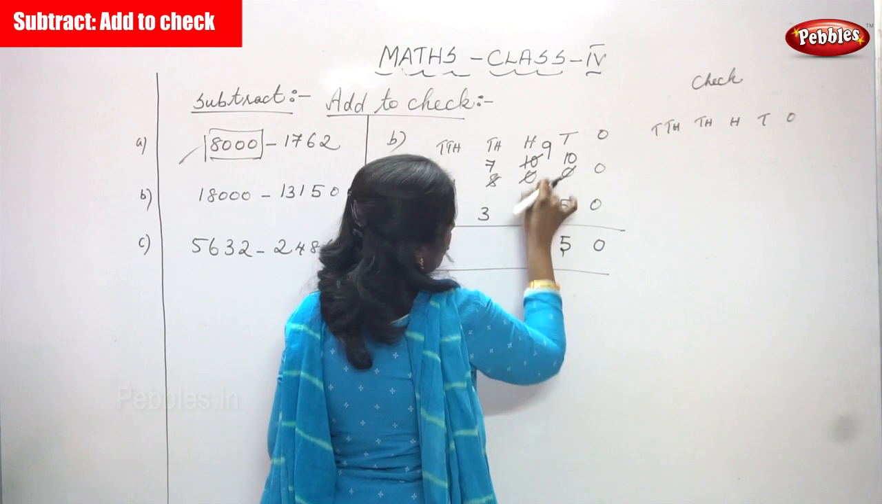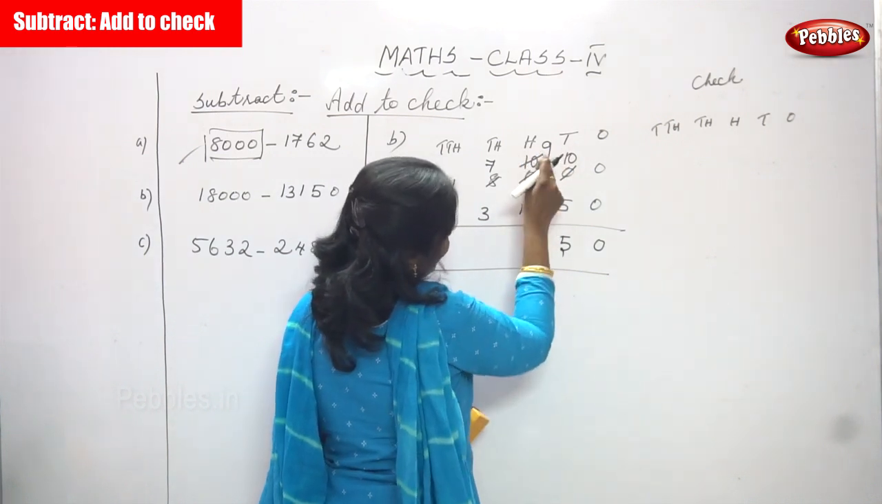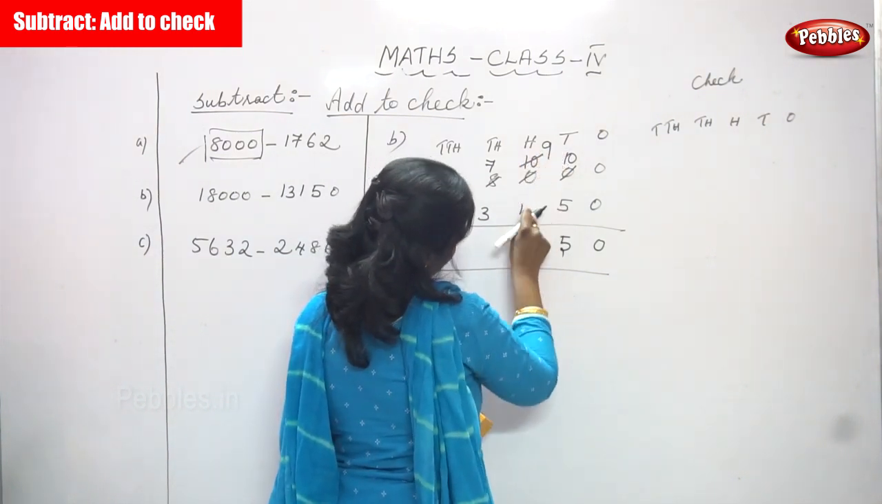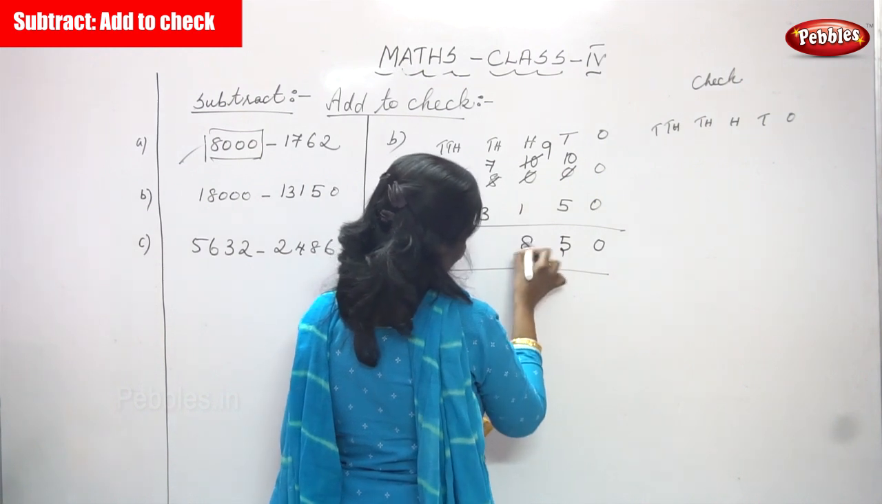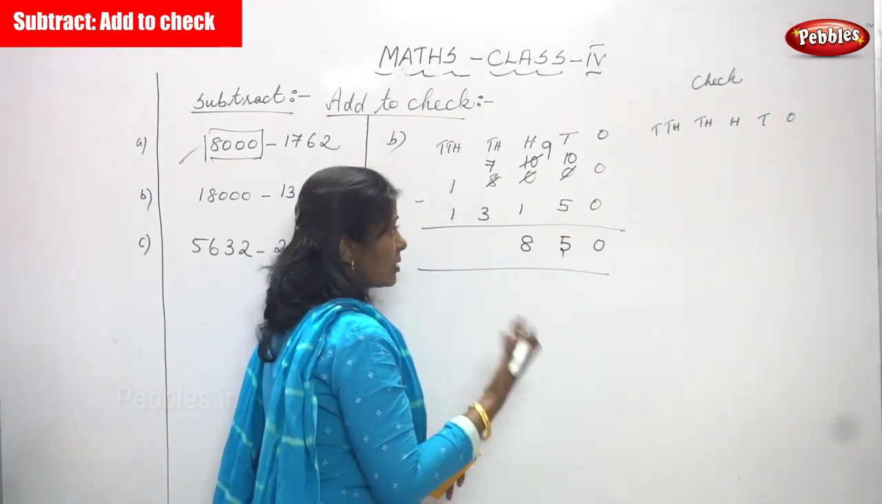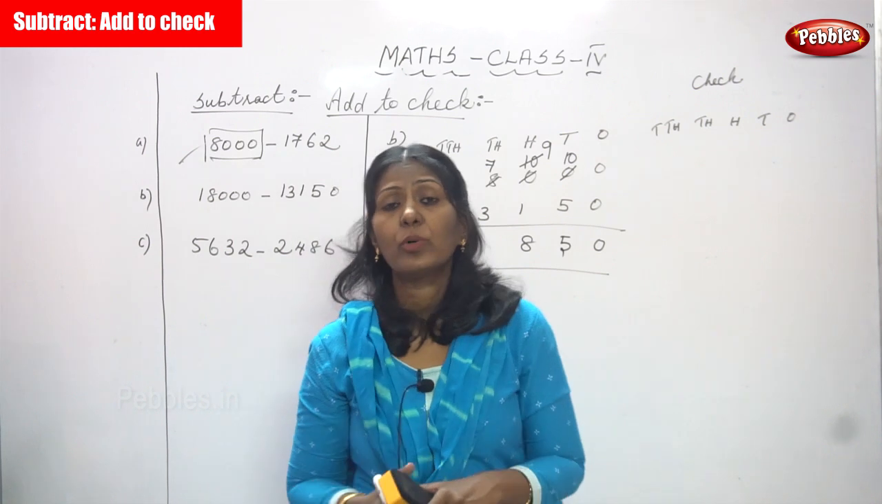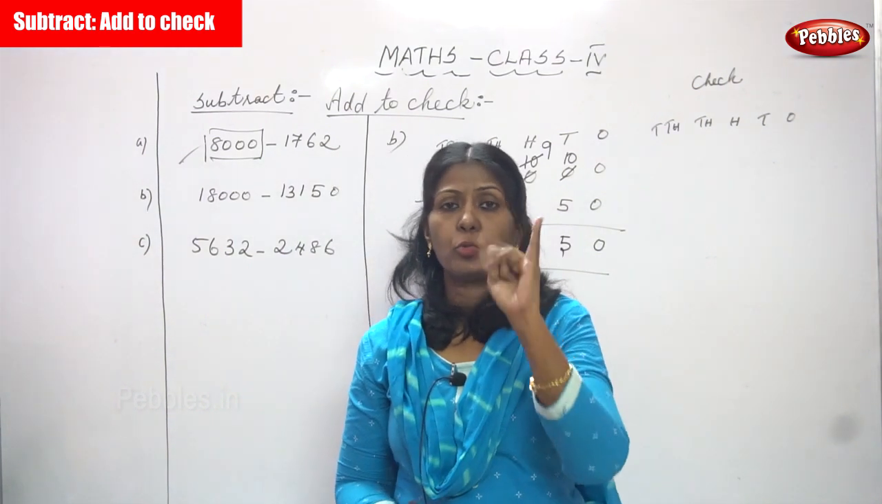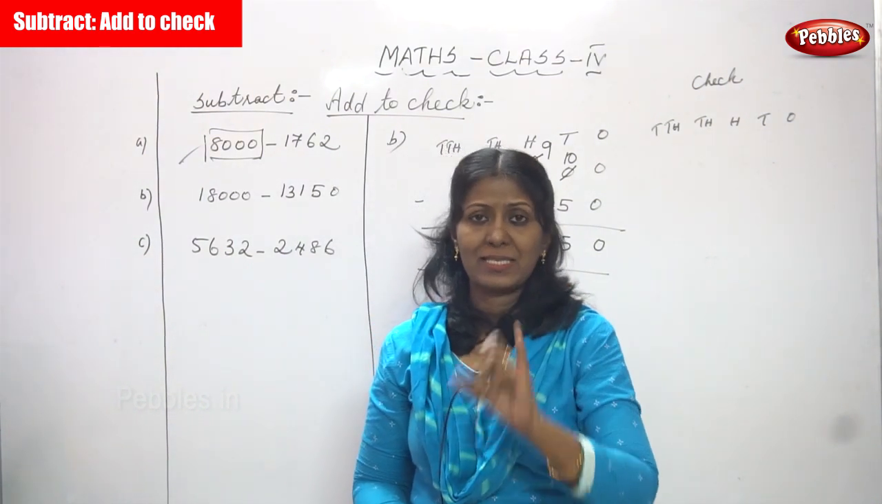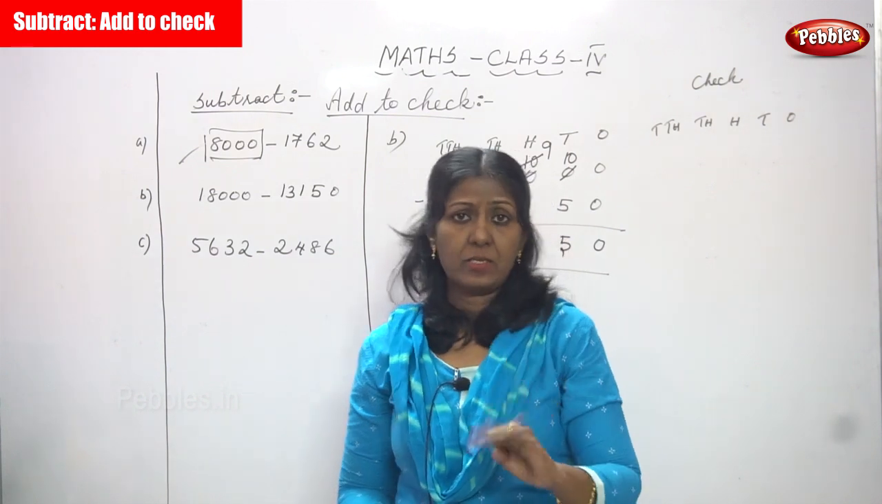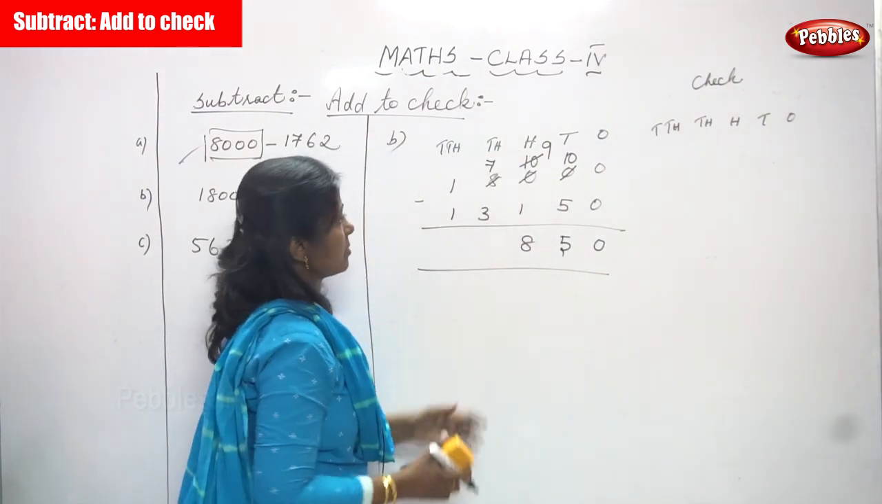Next, you concentrate on the 100 place. What is the number in the 100 place? 9 minus 1. 9 minus 1, you know that 8. If you want, you can do the backward counting. After 1 up to 9: 2, 3, 4, 5, 6, 7, 8, 9. So altogether 8. So 8 I've written.